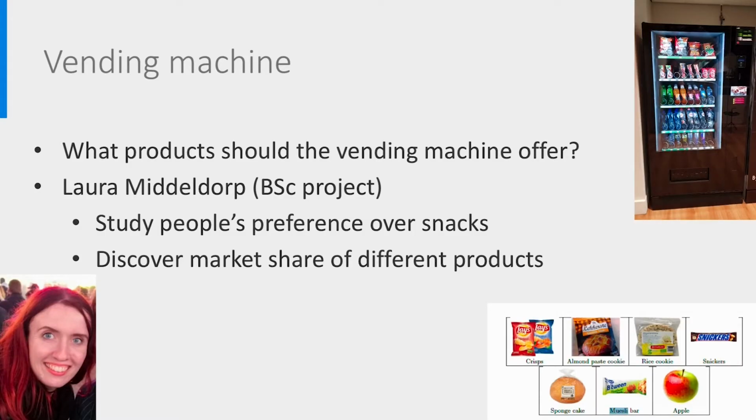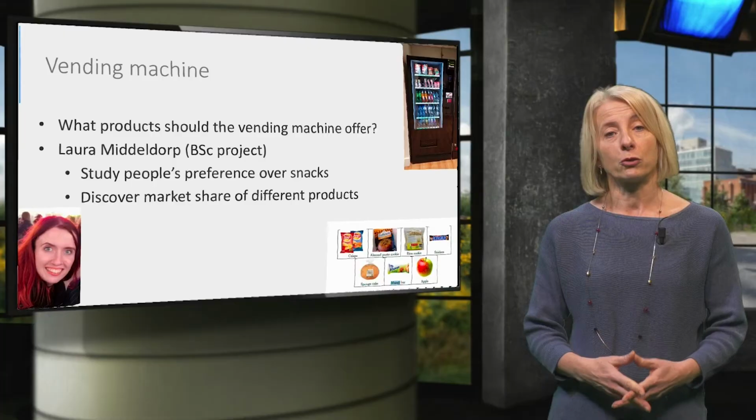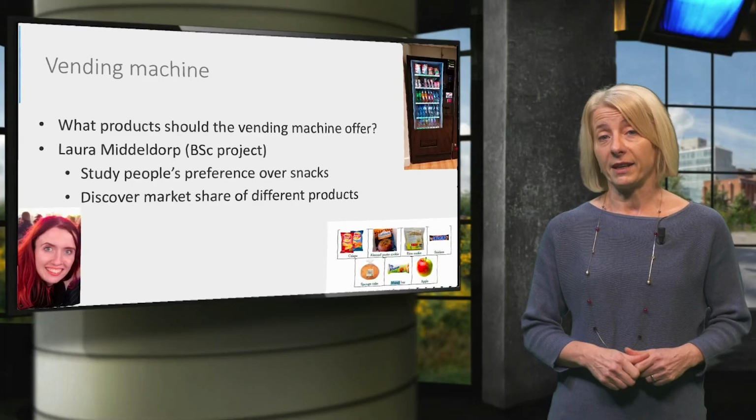A few healthy options, such as an apple, a rice cookie, and a muesli bar, were provided. Moreover, one savory alternative, a bag of crisps, was given. The rest were high-calorie sweet treats: a Snickers, an almond paste cookie, and a sponge cake. The goal of the study was to discover market shares of these products, thus the expected percentages of sales of these products when introduced as choices in the vending machine.